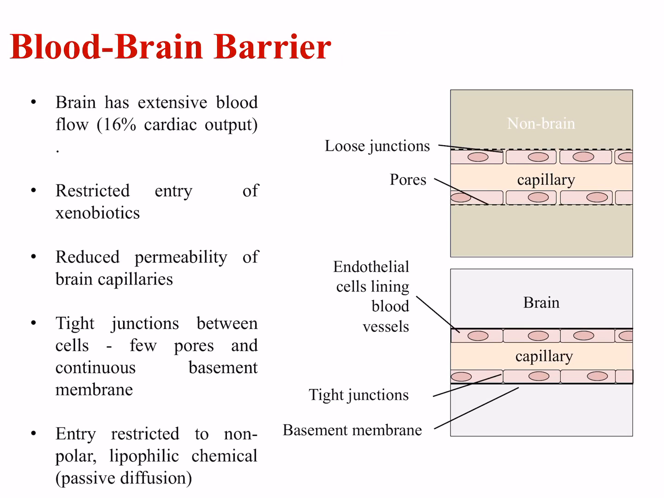The brain has an extensive blood flow, which is roughly about 16% of the total cardiac output. There is understandably a restricted entry of xenobiotics or foreign chemicals. If we compare the top and bottom diagrams on the slide, we can see that there is reduced permeability of brain capillaries compared to those of normal tissues. In the brain, there are what are called tight junctions between the endothelial cells, where there are few pores and a continuous basement membrane. This means that entry is restricted to non-polar lipophilic chemicals by passive diffusion.